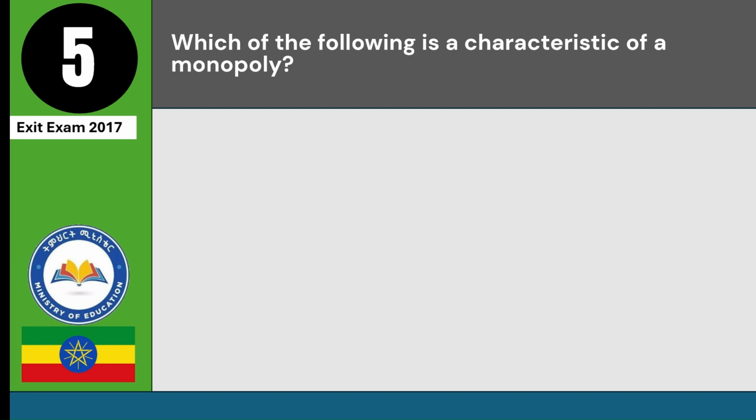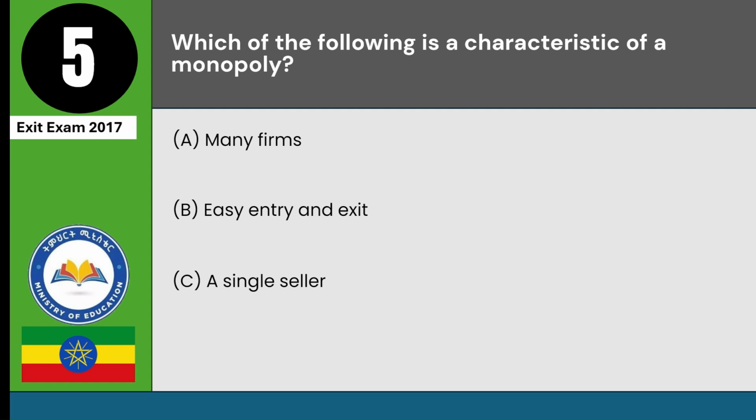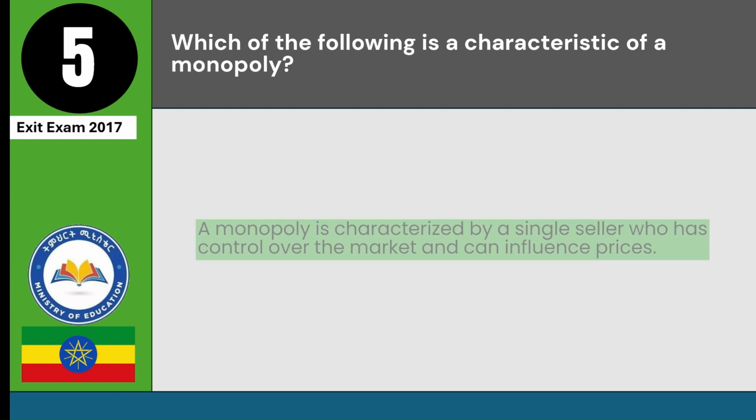Which of the following is a characteristic of a monopoly? A. Many firms. B. Easy entry and exit. C. A single seller. D. Identical products. Answer: C. A monopoly is characterized by a single seller who has control over the market and can influence prices.